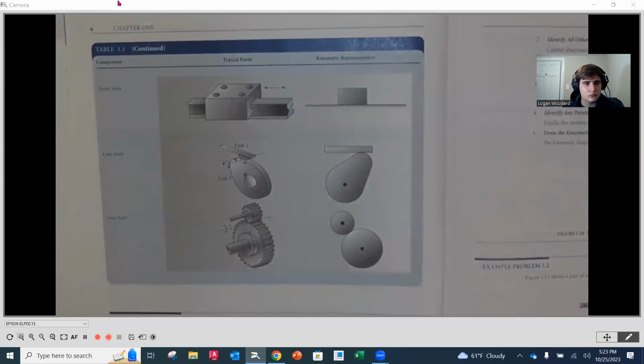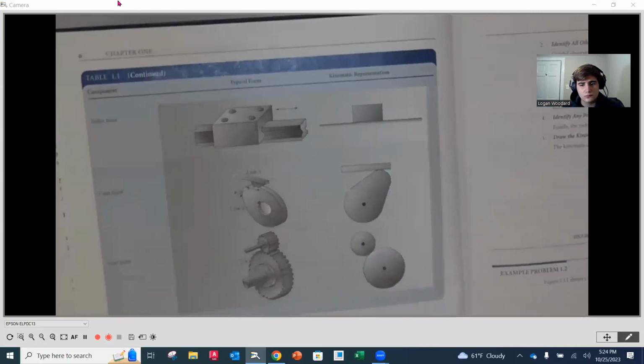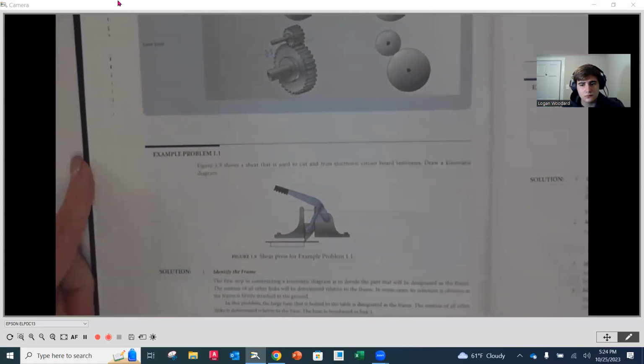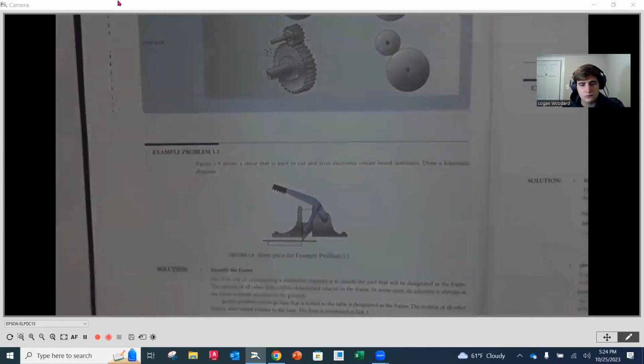And then the last two here are our cam and our gear joints. We won't really see these in these chapters immediately. We'll be looking at these a little bit later, but that's how we would represent those also in a simplified form. So this is where you're going to want to look back as you create some of these diagrams. The example we're going to do is immediately below here.